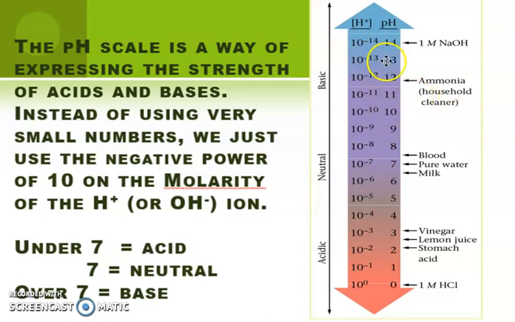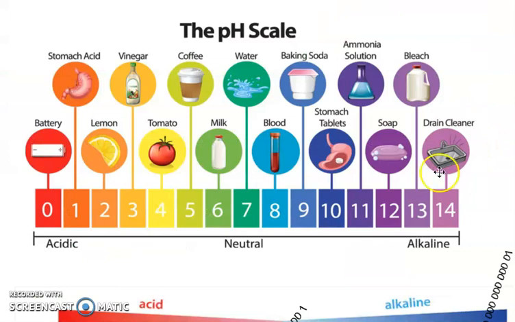Anyway, as soon as we start getting to the higher pH numbers, we're talking about soaps. Okay, here's an antacid tablet that they were talking about there. So antacid means base, and then baking soda.